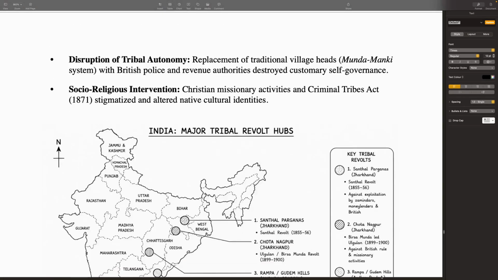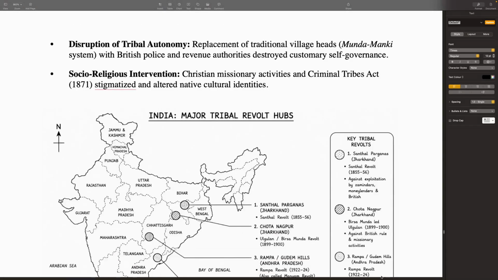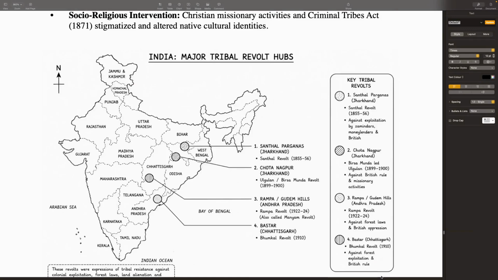Disruption of tribal autonomy: replacement of traditional village heads, Munda Manki system, with British police and revenue authorities destroyed customary self-governance. Socio-religious intervention: Christian missionary activity and the Criminal Tribes Act 1871 stigmatized and altered native cultural identities.